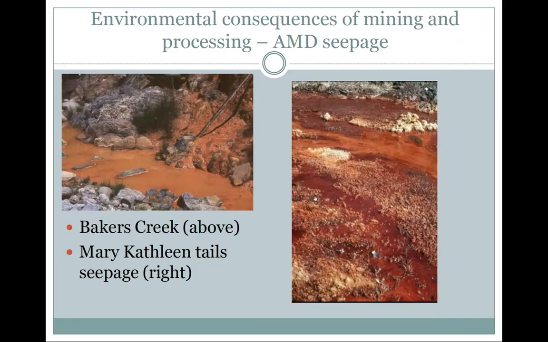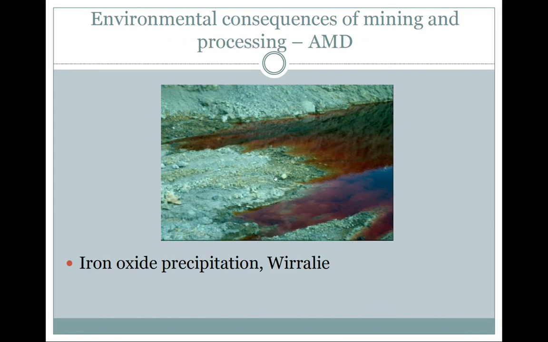So this is a prominent example of acid mine drainage, and further along you have an arsenic plume downstream of this system. Here's Baker's Creek at Hillgrove. Look at the colour of that water. It doesn't look pleasant for a swim. We also have seepage from Mary Kathleen over here. So we start to precipitate iron oxides to form these red colours associated with that AMD reaction.